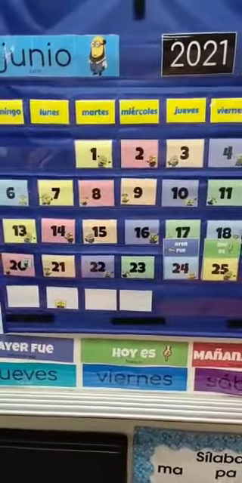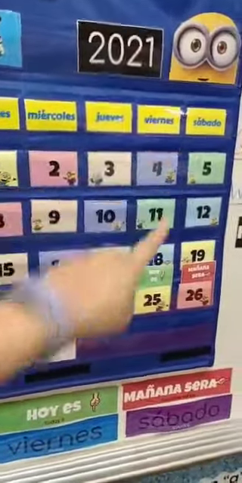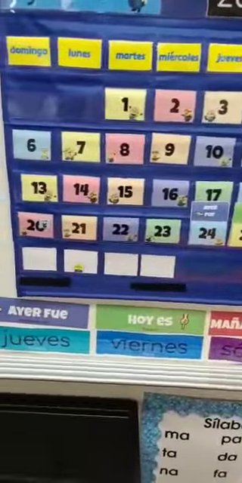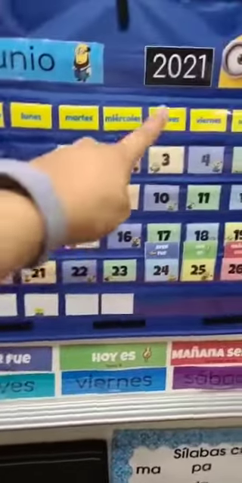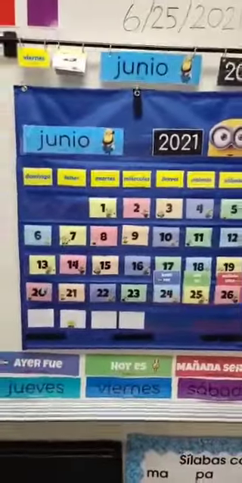Now I'm going to change this. This right here, it's all yellow. So I'm going to change the colors to match, so that way it will help the kids, I think, a little bit more.